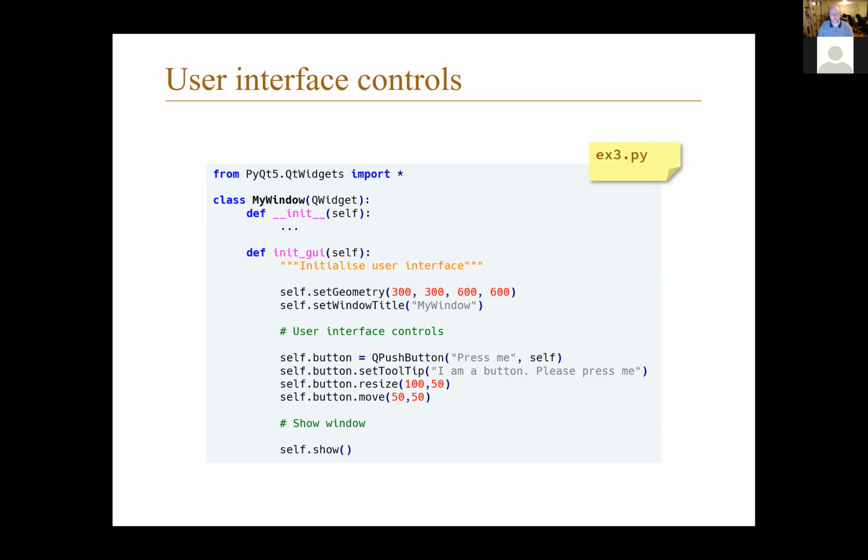This is QPushButton, the class for a button. And here you can see you add your controls. You create a new Python object, here is the push button. Assign it to self so that your own window keeps track of that button. The first parameter is the caption of the button, the text on the button you press. And then self assigns it so that it is owned by the main window QWidget.